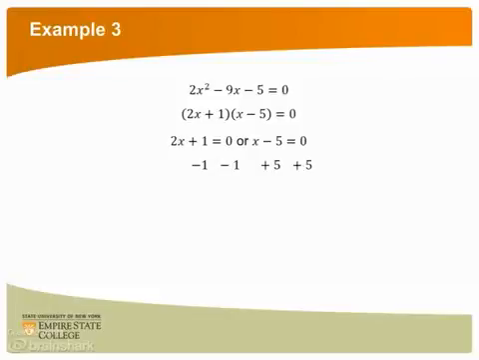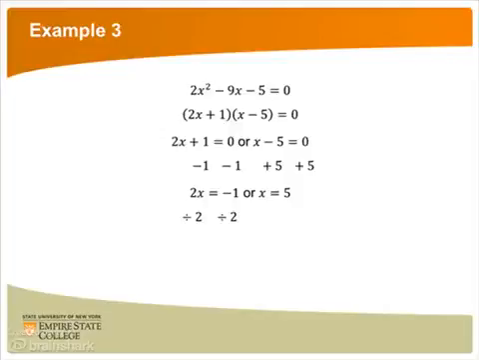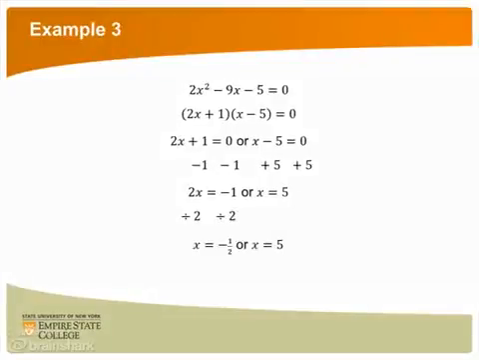The first equation requires a couple of steps to solve. First, we subtract 1 from both sides. This leaves us with 2x equals negative 1 from the first equation, and our solution of x equals 5 for the second equation. We need to divide both sides of the first equation by 2 in order to solve. This gives us the solution x equals negative 1/2, along with the other solution x equals 5 that we found previously.